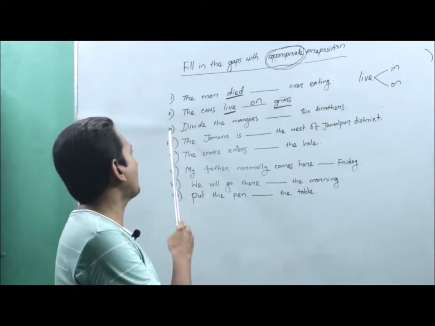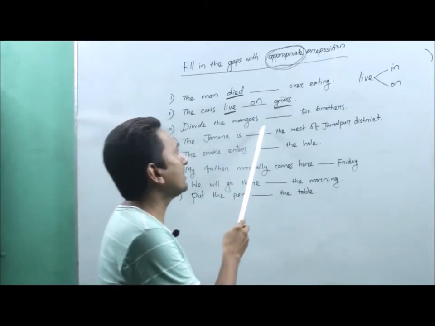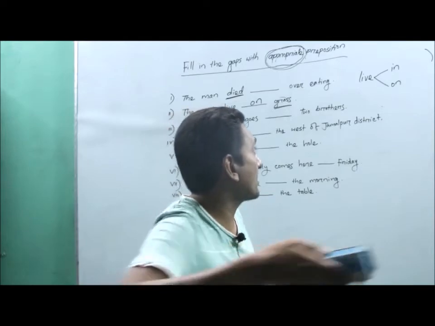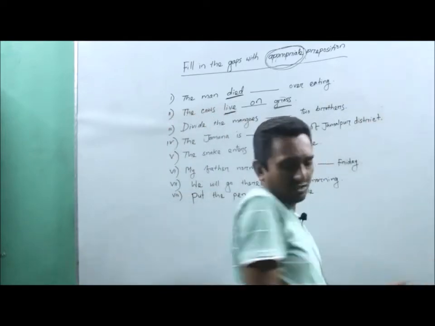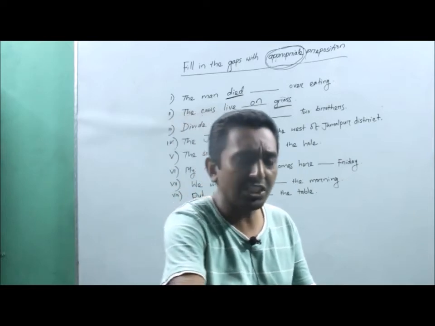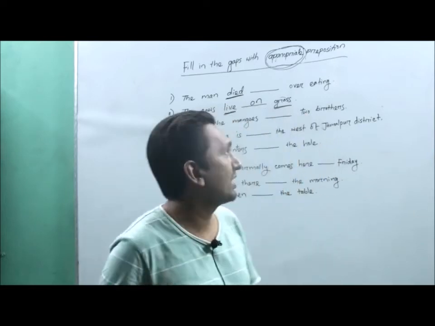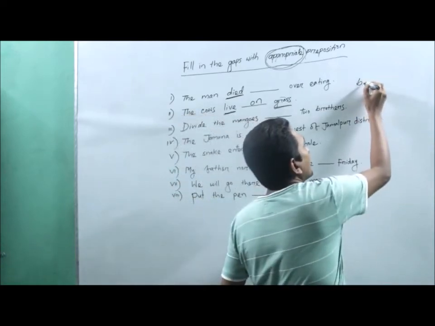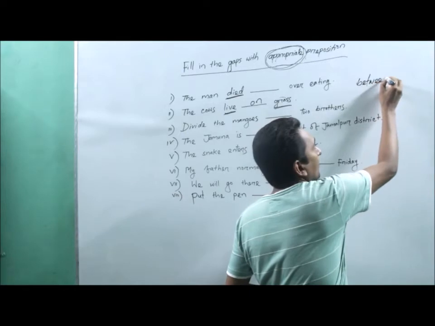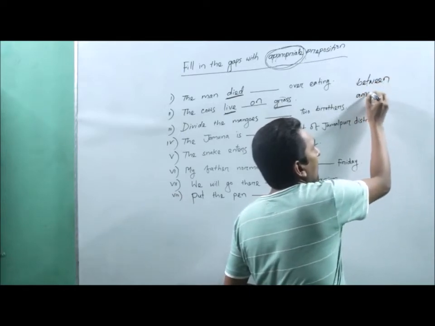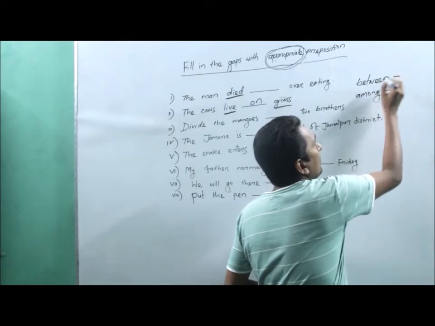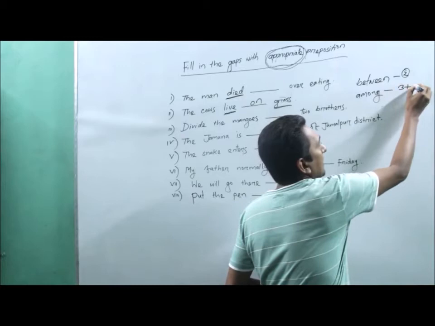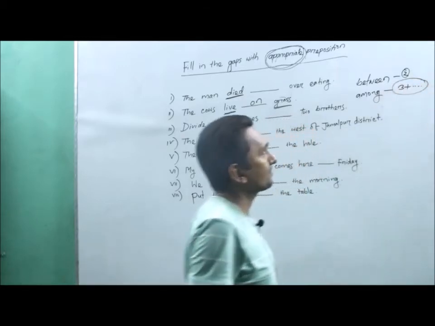Then next number 3, divide the mangoes between two brothers. We know the relationship between persons, we normally use between or among. Between is used just for 2. Among is used for 3 plus and others.